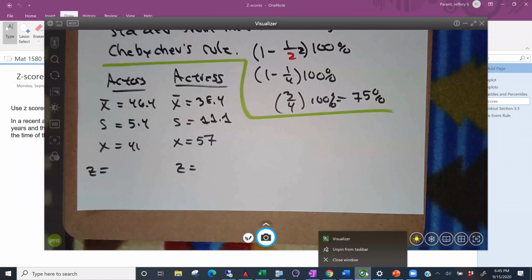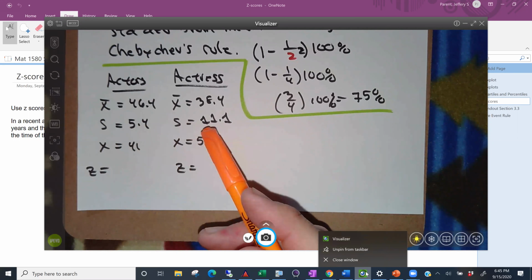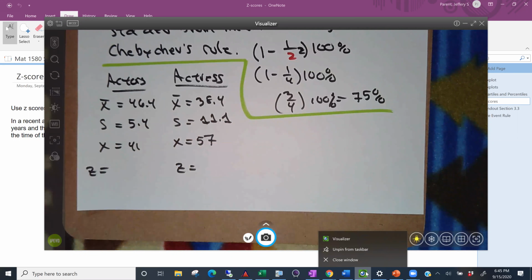By the way, which data set exhibits more variability? Actors or actresses? Actresses? Yeah, more than twice as much, right? Look at the standard deviation. It's huge. Even if you were to calculate the coefficient of variation, I'd still think it'd be even bigger, really.